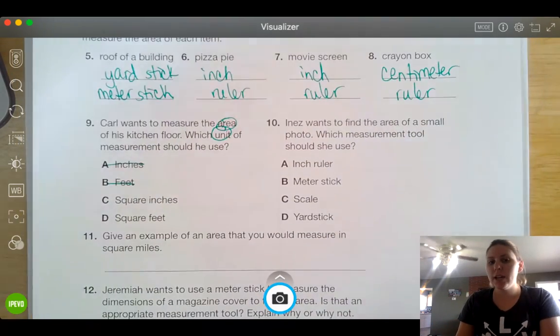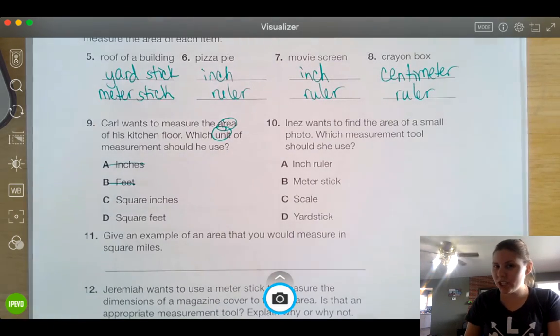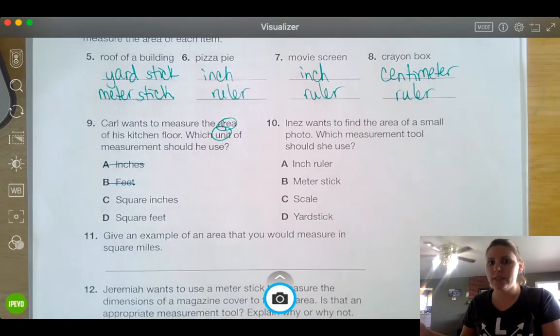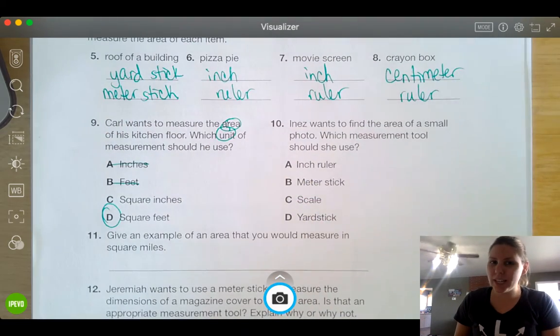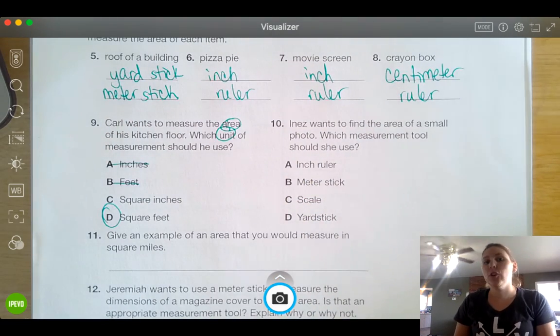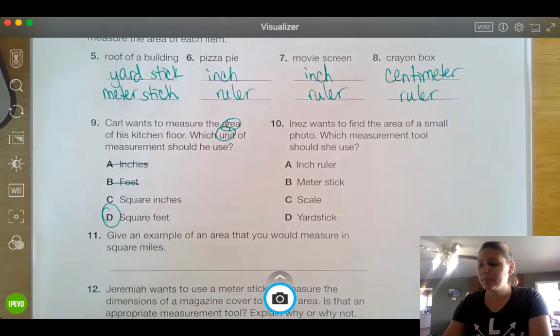So if it's the area of his floor, his kitchen floor, I probably wouldn't measure in inches. You would have to use that ruler a lot of times. I would probably do square feet. When you look at replacing a floor, like in a house, or if you're putting carpet or something, you always measure it in square feet.